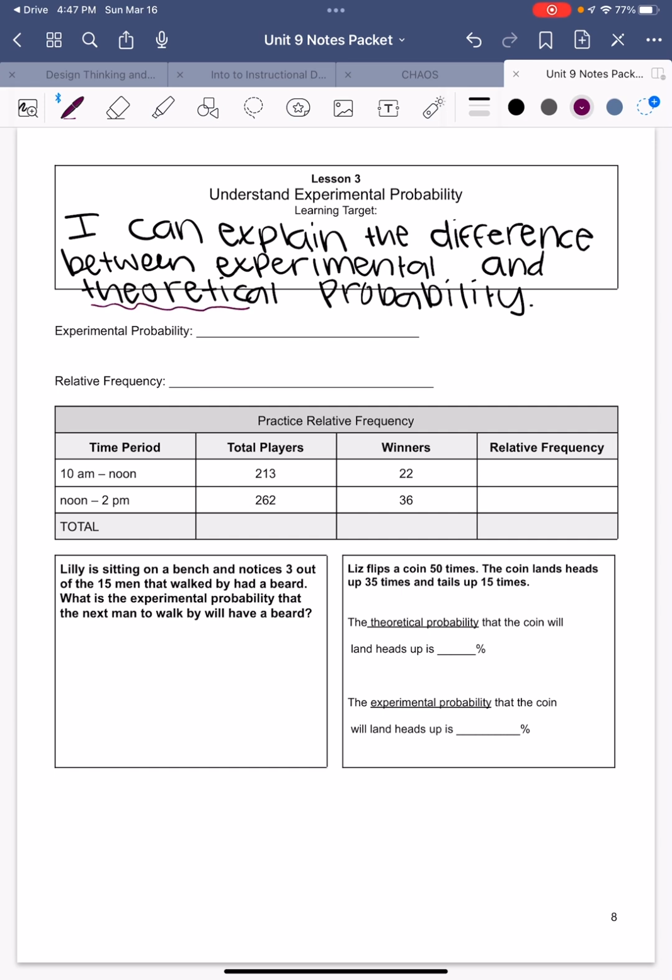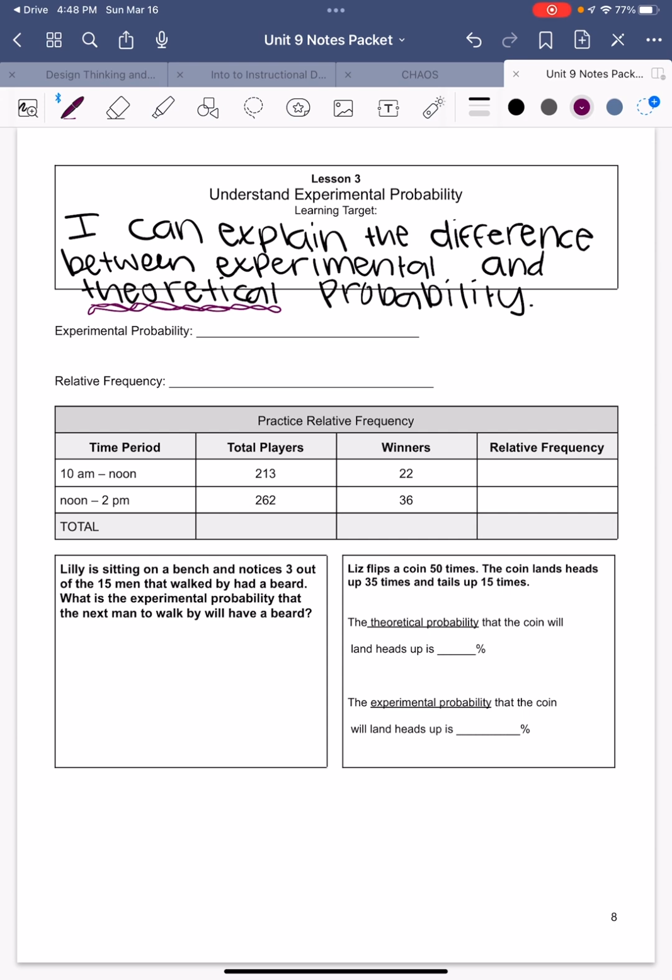So theoretical was what should happen when we do something. So the example used most of the time was if we flip a coin, 50% of the time it should land on heads, and the other 50% of the times it should land on tails. For example, if we flipped a coin 10 times, 5 times it should land on heads, 5 times it should land on tails. Theoretically, that's what should happen. That's what we've been calculating.